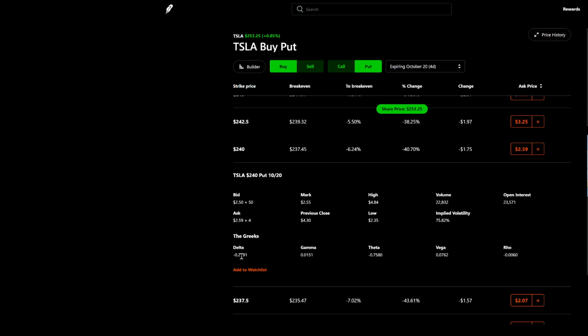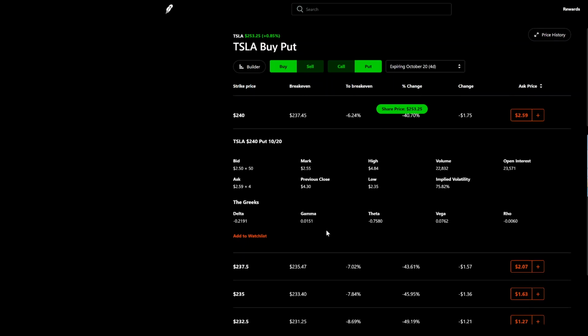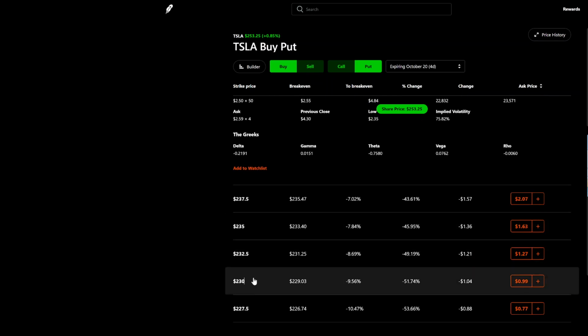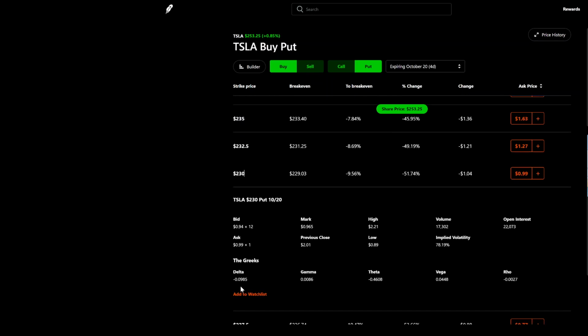Delta going down, it's giving you less for your money, but delta can adjust as price gets closer and closer to being in the money or eventually going in the money. You can see all the way down here, like at 230, you have only 0.09 for every dollar move, so it's not gaining a lot of value as price is moving in your direction, especially because those contracts expire in only 4 days. So I hope this has been helpful.